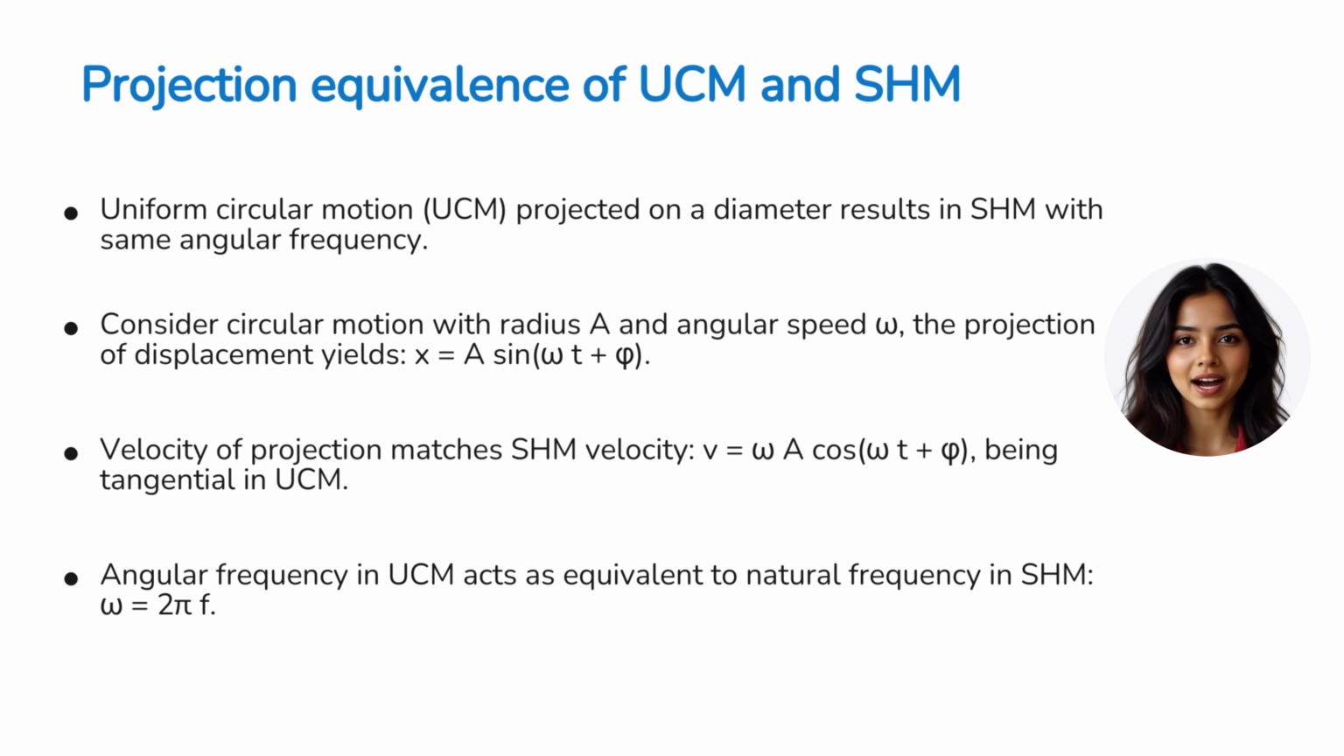The angular frequency omega in circular motion acts just like the natural frequency in SHM. It determines how fast the oscillations occur. In fact, omega equals 2 times pi times frequency, where frequency is how many oscillations happen per second. This equivalence helps us visualize and understand SHM better. Instead of thinking about a complicated to and fro motion, picture a dot moving in a circle, with its shadow dancing along a line. That's the heart of SHM right there.